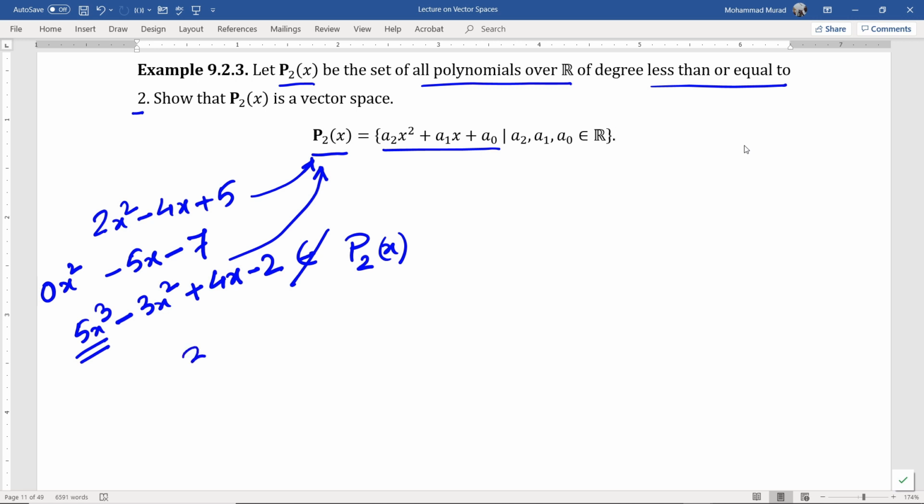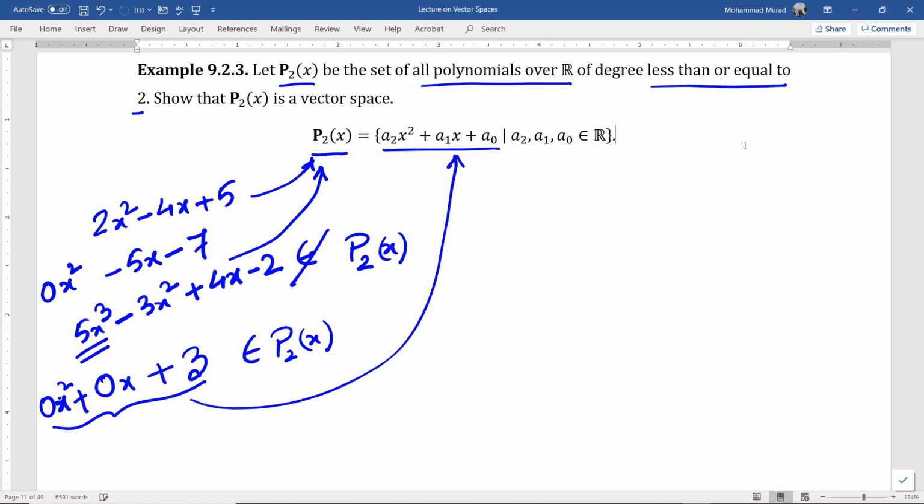Notice any constant 3 is also in the set P sub 2 of x, because we can consider this as a polynomial of the form a sub 2 x squared plus a sub 1 x plus a sub 0, where a sub 2, a sub 1, and a sub 0 are real numbers. We want to show the set P sub 2 of x is a vector space. Let's have a look at the solution.